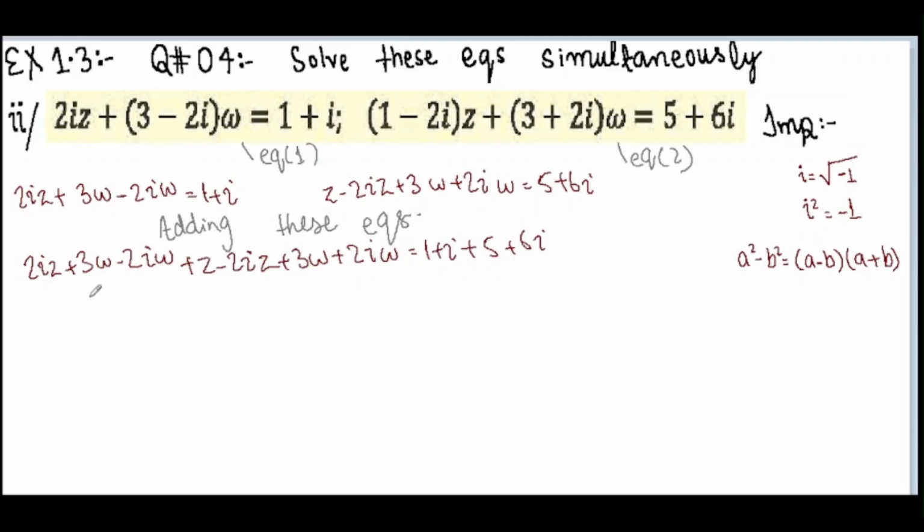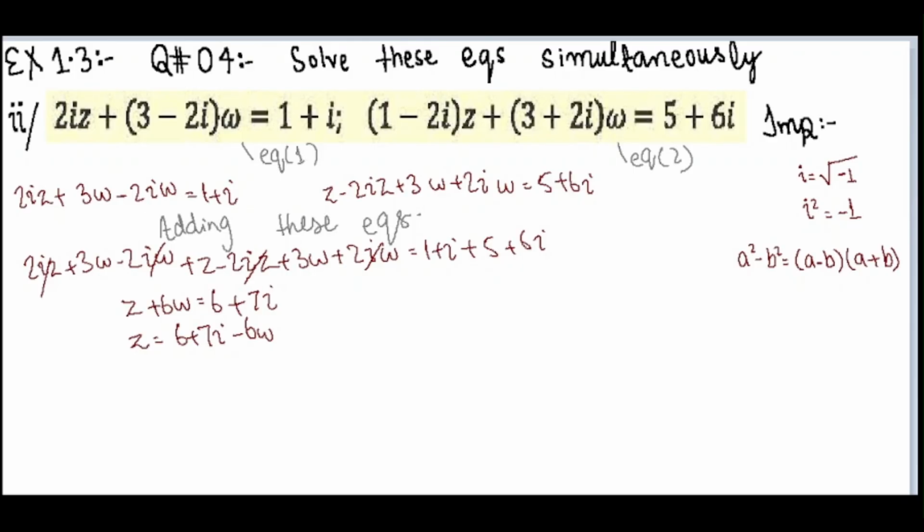Now we are going to add all these terms, so we get these two terms cancelled, and we can also get these two terms cancelled, so we get Z plus 3W plus 3W is plus 6W equals 1 plus 5 is 6 plus, 6 plus 1 is 7 iota. So we get Z equals 6 plus 7 iota minus 6W. Now we are going to use this value of Z in either of the two equations. I guess this one is easier because it is only having 2 iota with it, and for this we'll have to multiply it all.